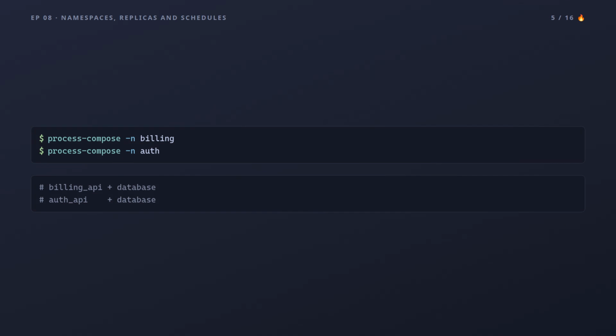2 teams, 1 shared database. The billing team starts the billing namespace and gets their API and the database. The auth team starts theirs and gets their API and the same database definition. Neither team maintains a duplicate.